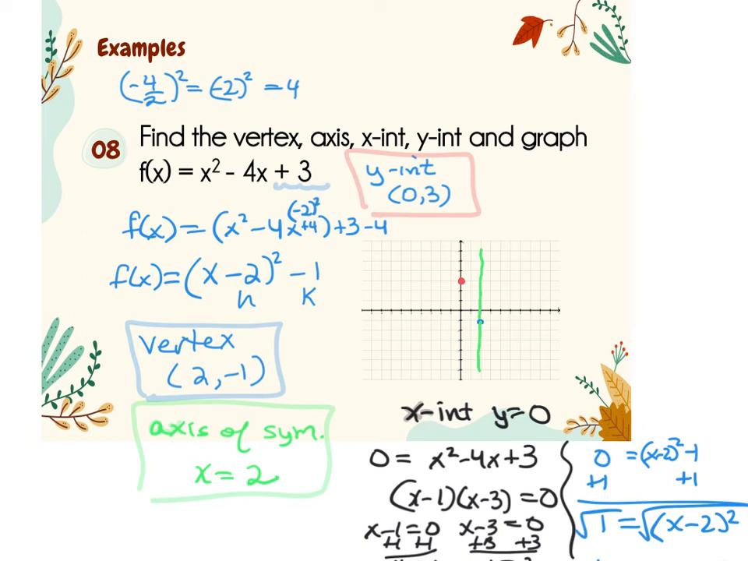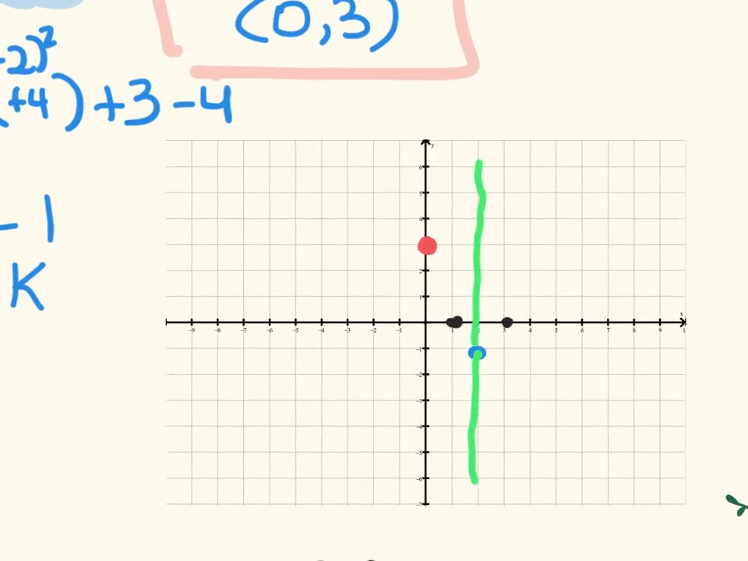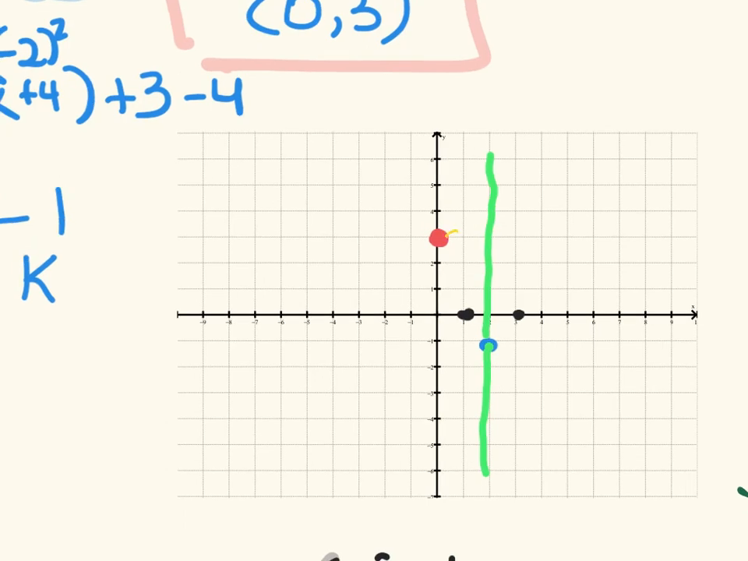Now, I already have my x-intercepts, so I could just plot those also. So I have one at 3, 0 and 1, 0. And again, if you want to get the other point up here using the line of symmetry, see how it's 2 spaces away here, so 2 spaces away here. So put that point there, connect, and make your parabola.